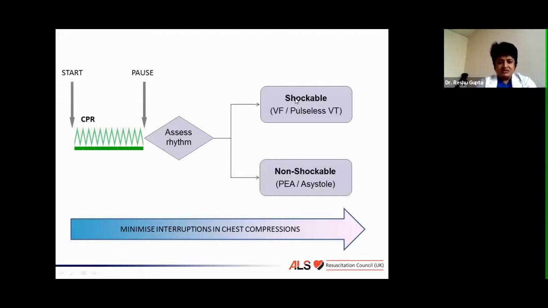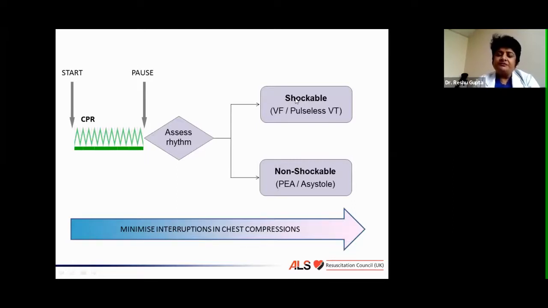So this is the cycle with minimum interruptions. This is just a graphical representation. You start the CPR, you pause, and you assess the rhythm, which should be done within 10 seconds. By assessing the rhythm, we see whether the rhythm is shockable or non-shockable. Why is it important? Because for shockable rhythms, you should defibrillate immediately as soon as you get the defibrillator or the AED at the site.